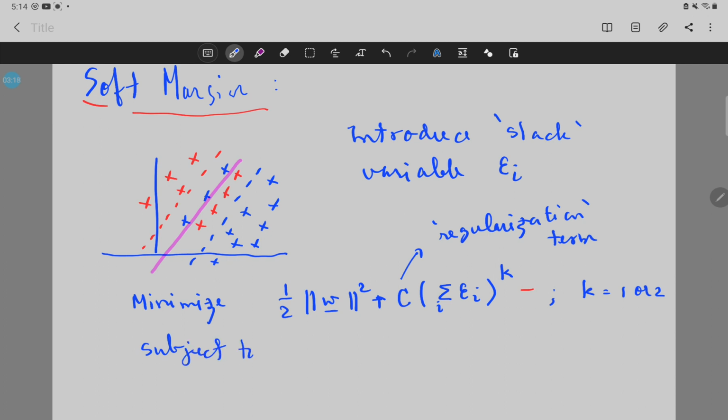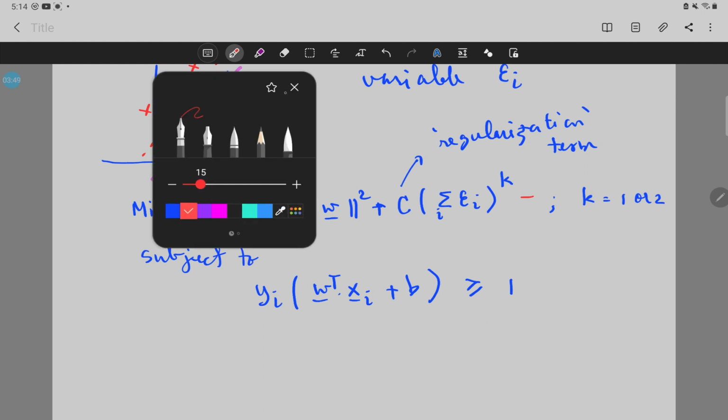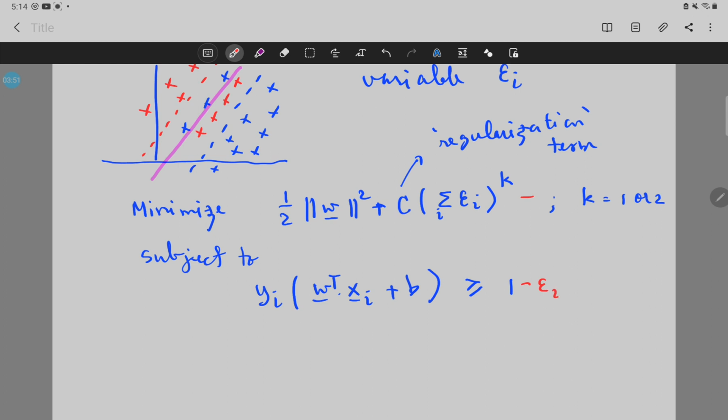subject to the condition that y_i of w transpose multiplied with x_i plus b is greater than or equal to 1 previously, and then here we put in minus sigma i. So this is like the additional errors, where sigma i is greater than or equal to 0.